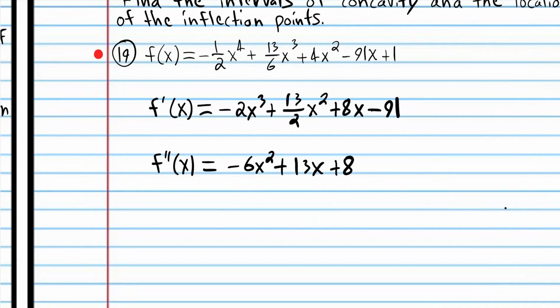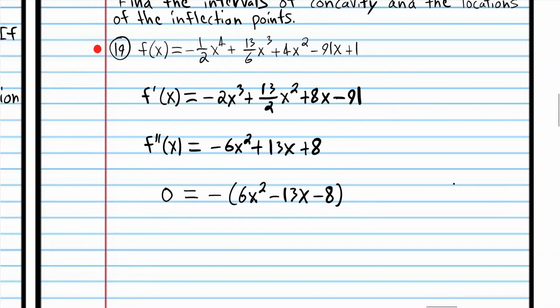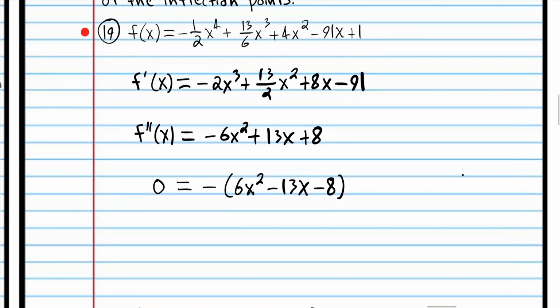Okay, so where does the graph change sign, or where does the double derivative change sign? Well, obviously where the double derivative is 0. So that's the special point where things change. So I'm going to set this expression equal to 0, and I'm going to factor out -1. You don't have to factor out -1, but it makes it a lot easier to solve.